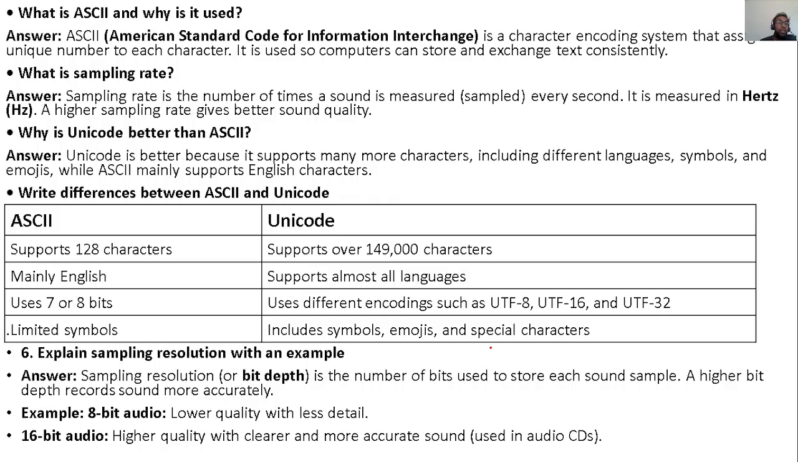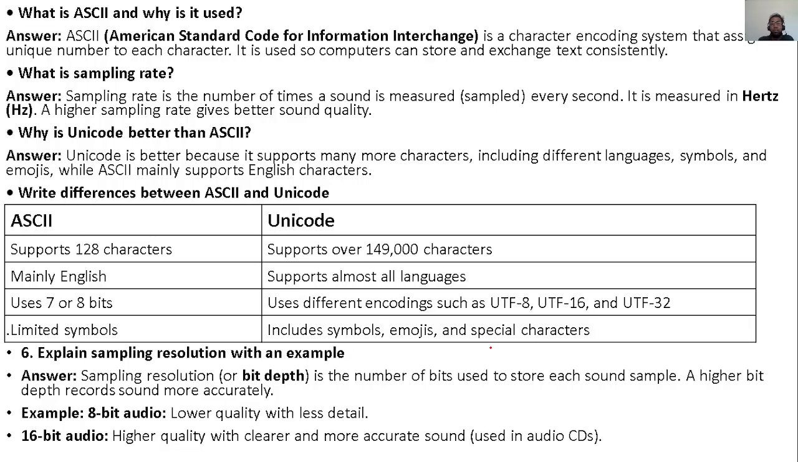What is ASCII and why is it used? ASCII is basically, we have already studied it. It is a character encoding system that assigns a unique number to each character, and it is used so computers can store and exchange text consistently, because ASCII is mainly used for text, and computers can exchange that because we use this as a standard. Whether it is a Mac or an HP or a Dell laptop, whichever, they all use the same ASCII characters. All the programming languages use the same ASCII table because it is a standard.